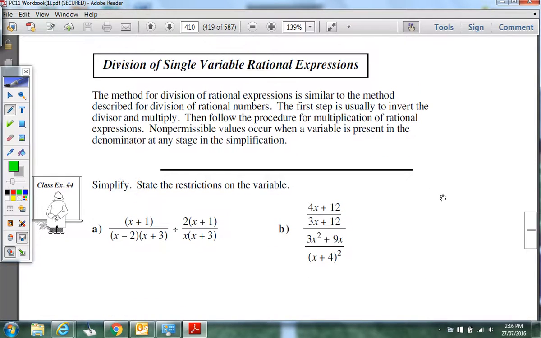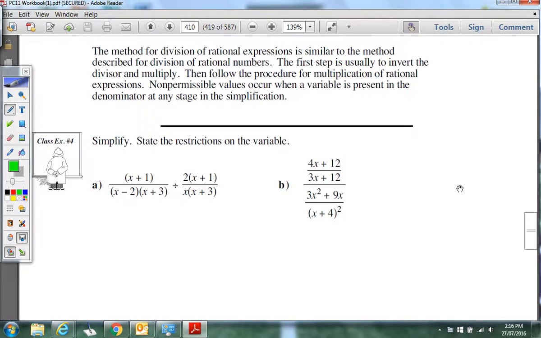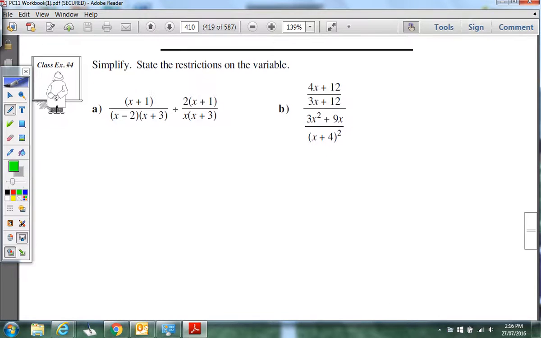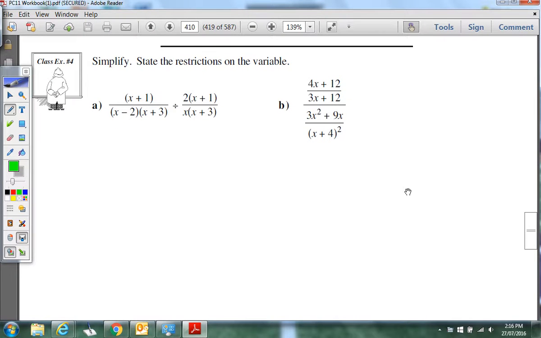All right, division of single variable rational expressions. The method of division of rational expressions is similar to the method described for division of rational numbers. The first step is usually to invert the divisor and multiply, then follow the procedure for multiplication. The thing that changes now is we're having binomials in here. It says simplify, then state the restrictions.